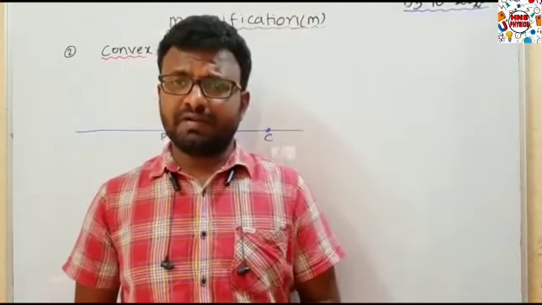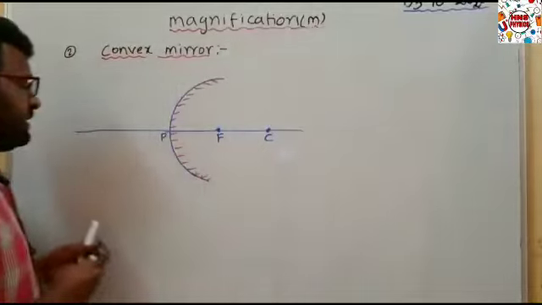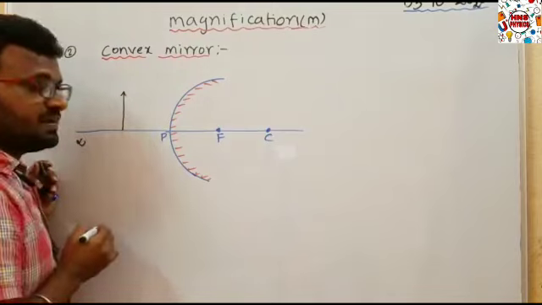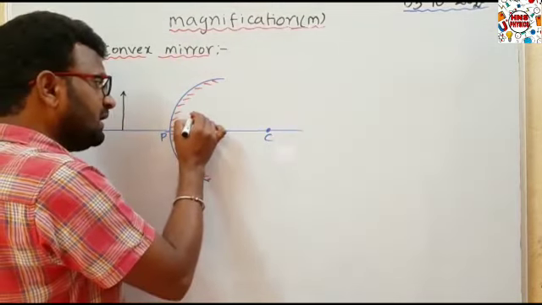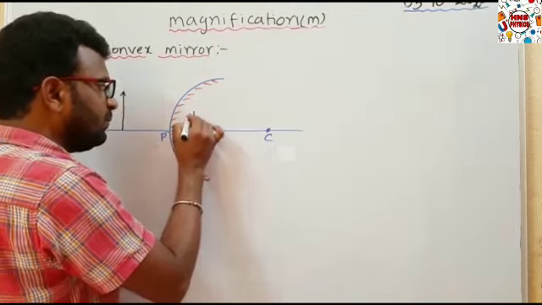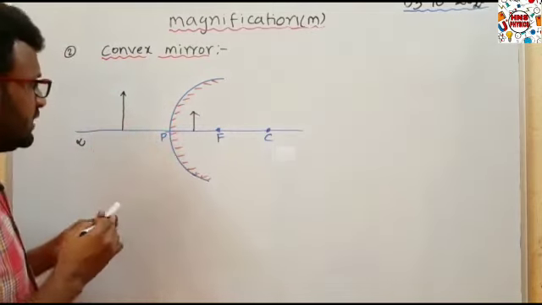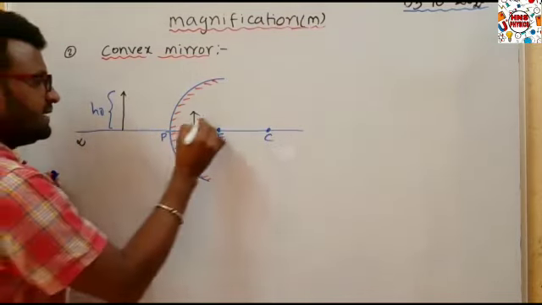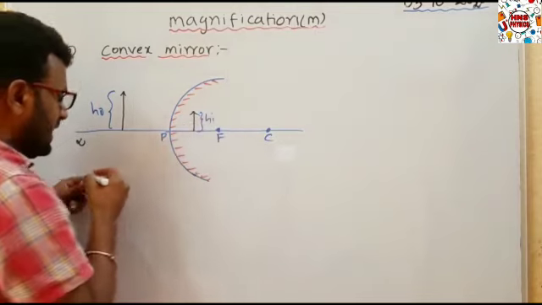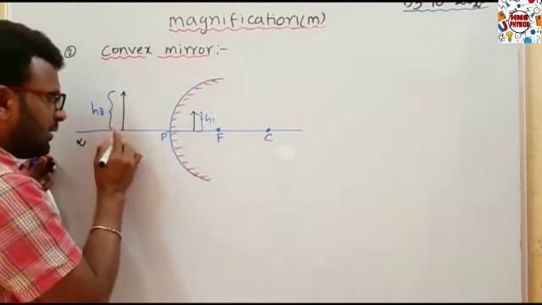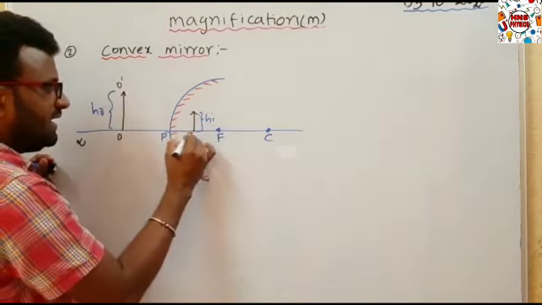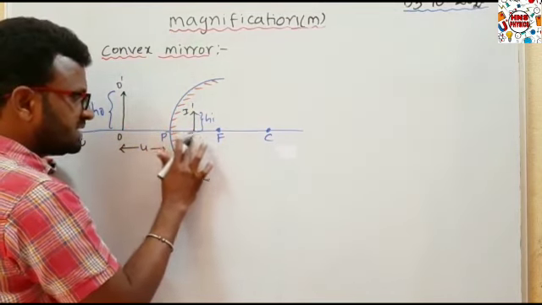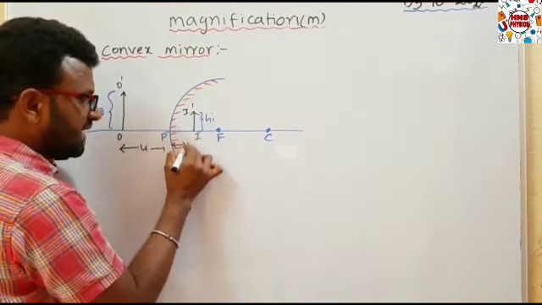We can see the magnification value for a convex mirror. For example, when the object is placed between infinity and pole, we already know the image is formed between the pole and focus. Here, this is the height of the object, and this is the height of the image. Pole to object is the object distance, and pole to image is the image distance.